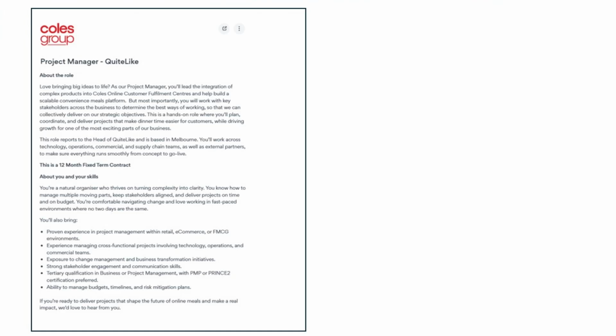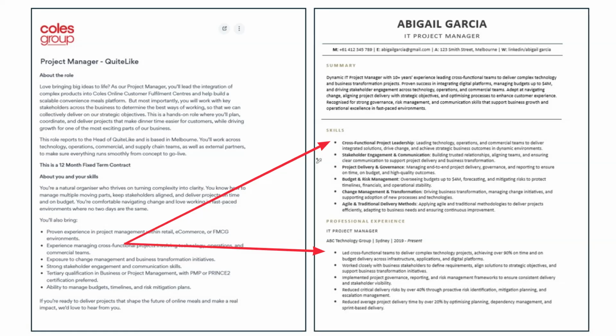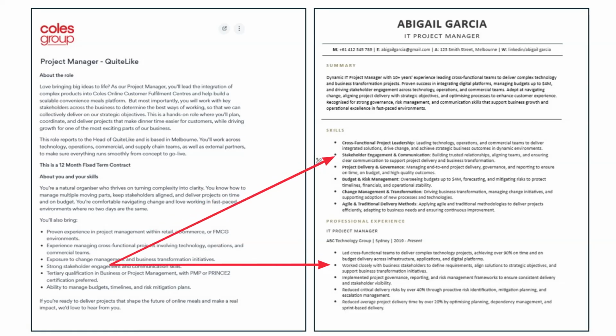So on the left, you'll see the job ad, and on the right, you'll see the updated resume. So what the agent has done is it's analysed the job ad, picked up some key language and priorities, and then rewritten the resume to reflect that. Here the agent has intentionally weaved in some key words, so for an example, cross-functional collaboration and stakeholder engagement throughout the resume. So this matters for 2 reasons.